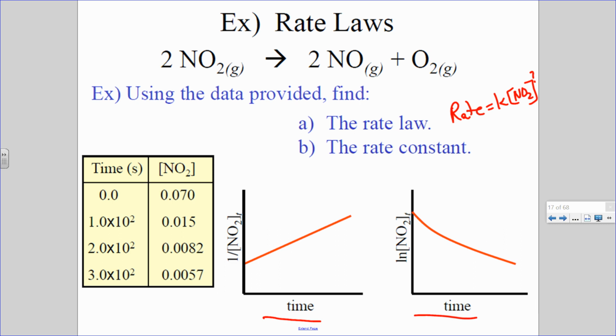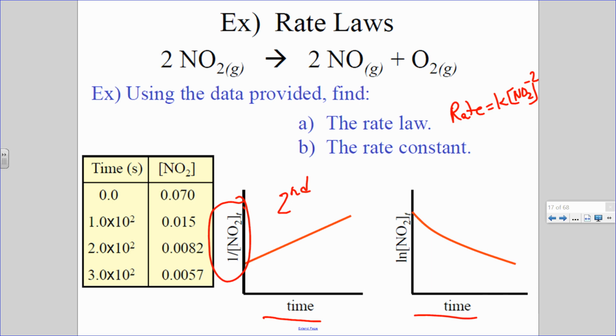So if we come down to these graphs, we're looking for the one with a straight line. What is on that axis? It's 1 over the concentration, which means it's a second order. So instead of a question mark right here, we have a 2. So there is our rate law. If you have to justify it, what do you say? Because the graph of 1 over the concentration is linear for second order reactions. That's all you would have to say if you had to justify your answer to A.